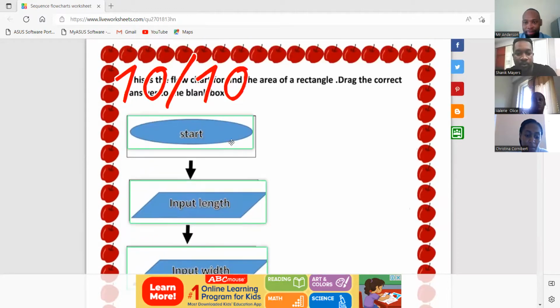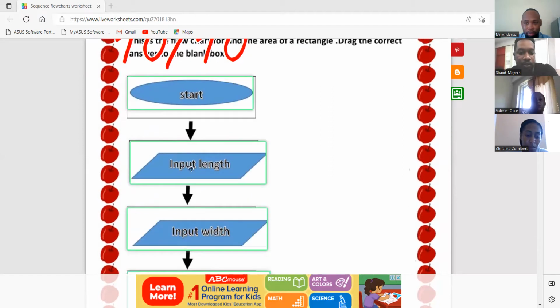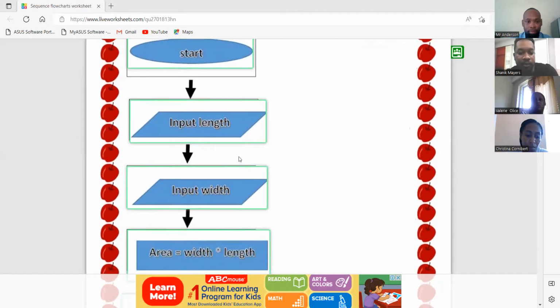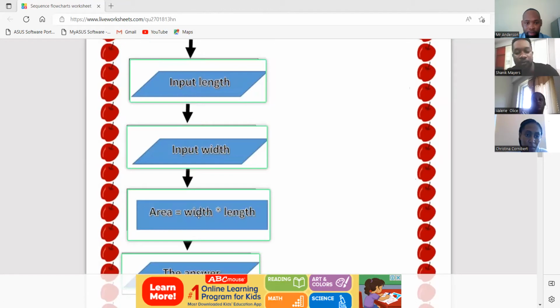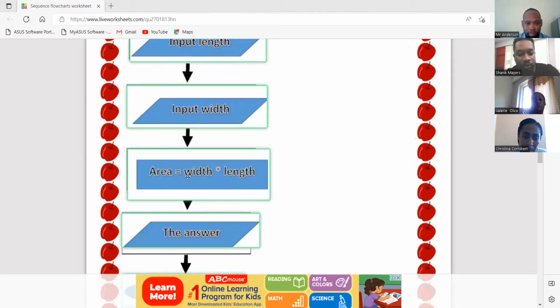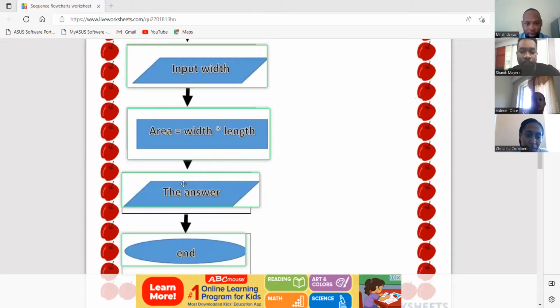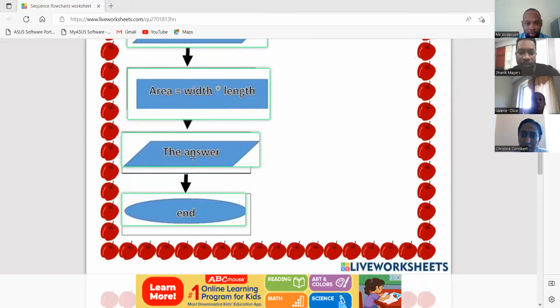Explain your process. First, I commence the algorithm, so start with the oval. Then I input the length and the width with the parallelogram. And I found the area, which is the processing, using the rectangle. Very good. And this is the output, the answer, and you end. Okay, very good. You just did the first one? Yes. All right, good. Anybody did the second one?